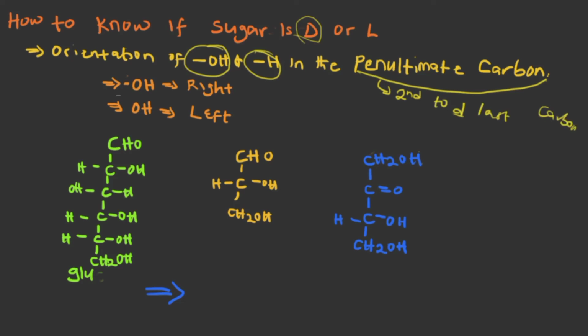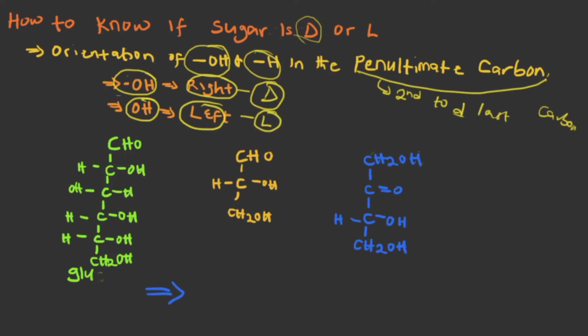So when the OH group, that is the hydroxyl group, is to the right, that sugar is a D sugar. Okay, so you have to get this. If you have the OH group to the right in the penultimate carbon, that sugar is a D sugar. And if we have our hydroxyl group to the left, that sugar is an L sugar, meaning it rotates the plane polarized light to the left.